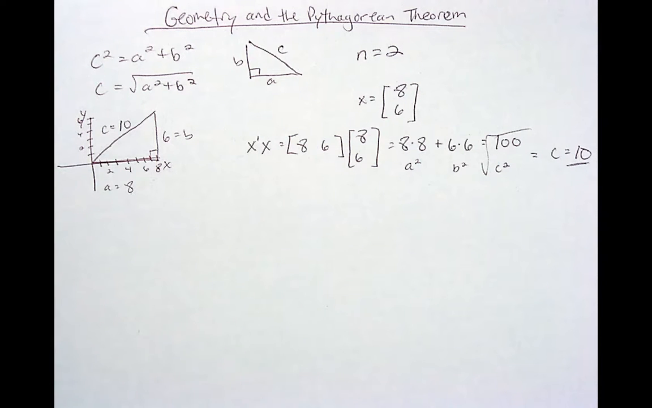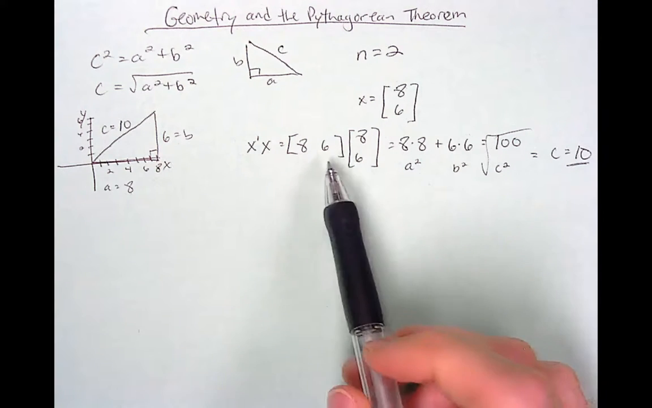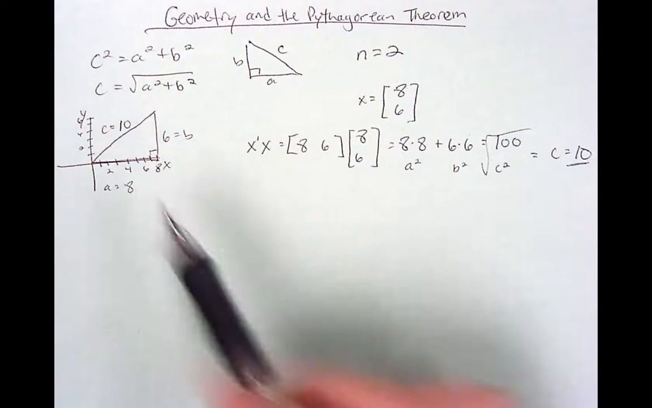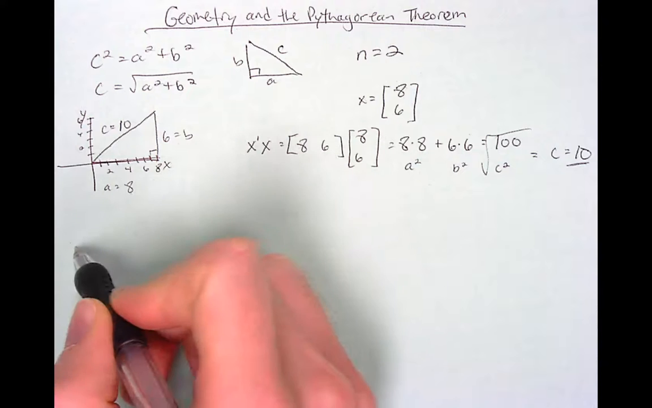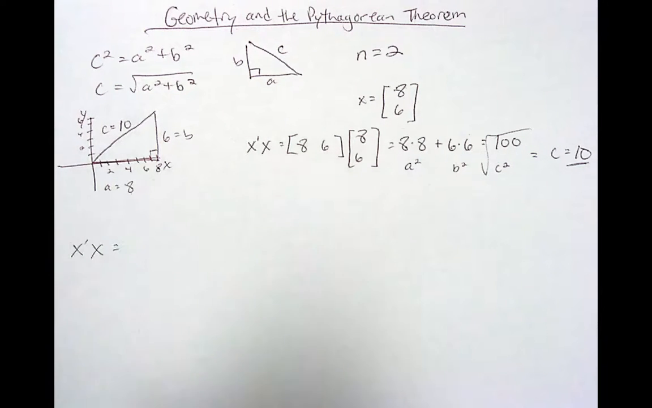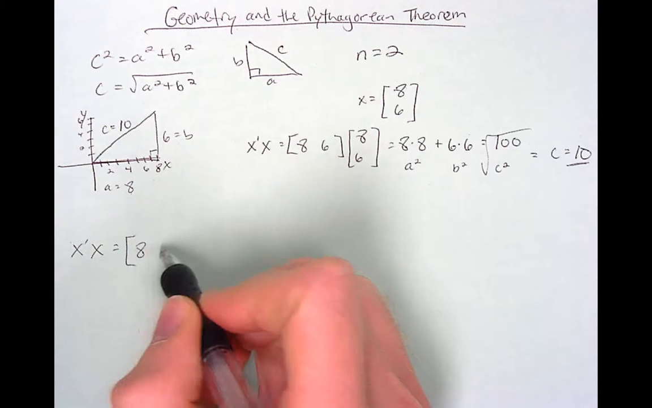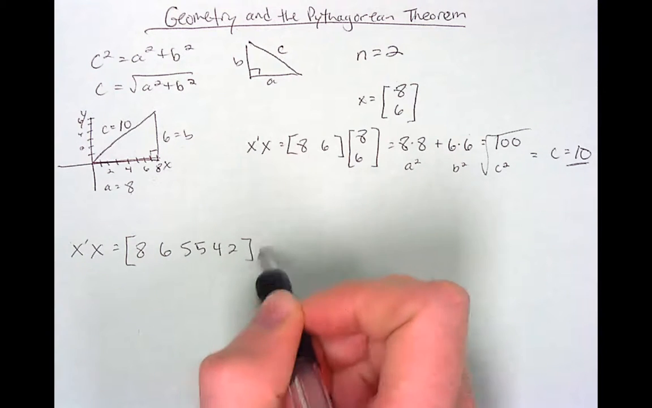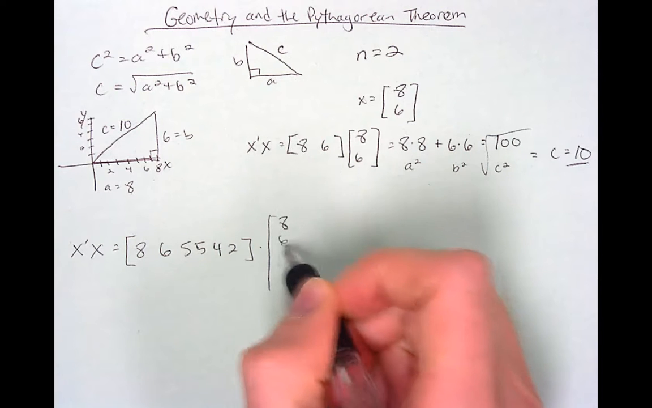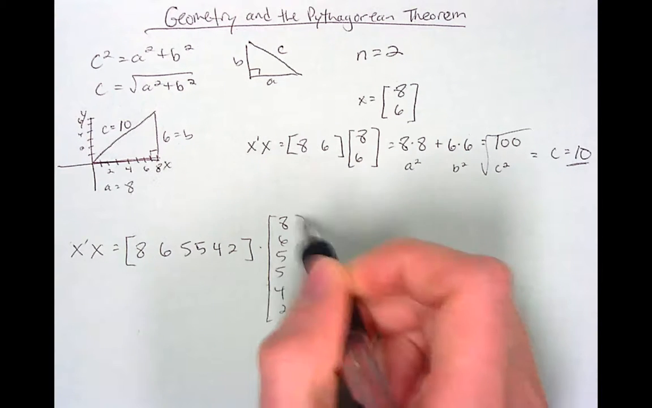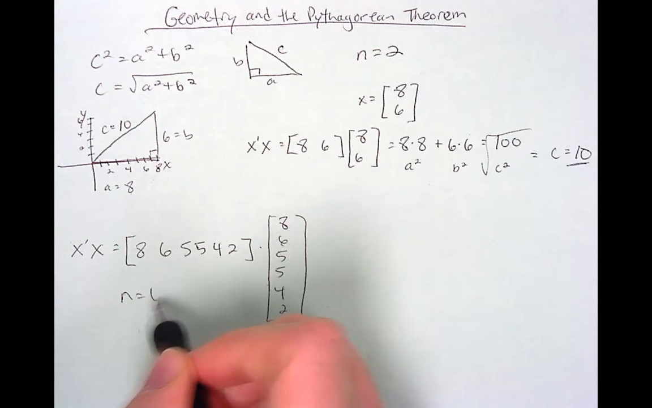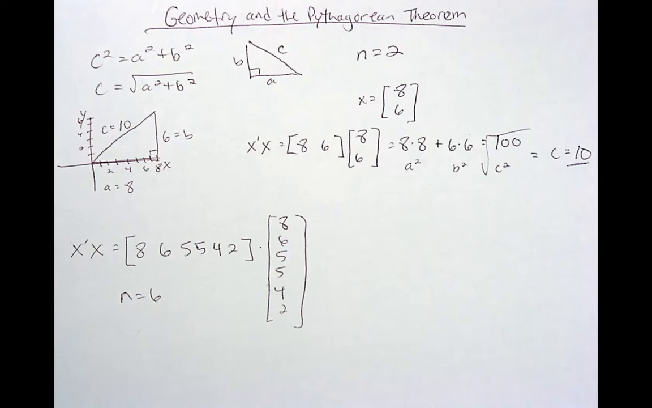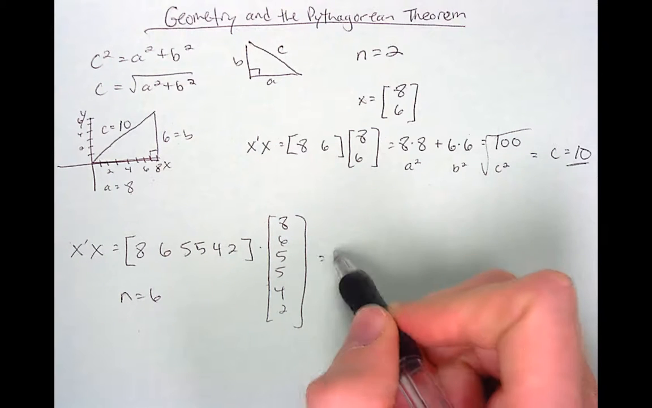But if you look on page 108 in your book, it gives an example with more than 2 dimensions, which is hard to draw, which I can't draw. But you can imagine if we multiplied the transpose of x times x, and we had larger values, more dimensions, like 8, 6, 5, 5, 4, 2, and once again this is from your book. So n equals 6. So this is in 6-dimensional space. Now, if you can draw that, I'll give you a high five. But I can't. So we know this is the sum of squares.